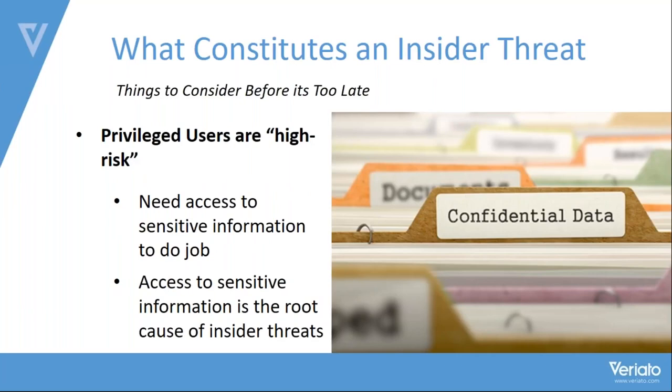All right, so again, they're high risk. They need access to sensitive information to do their job. Their access to sensitive information is the root cause of insider threat. Intent is not the root cause of insider threat. Authenticated access to assets, let me say that again, access to assets is the root cause. We can stop most breaches if we can stop access in the first place. Once they're in, they're going to do all those nefarious things that they want to do. So again, malicious intent is not the root. Authenticated access is the root.